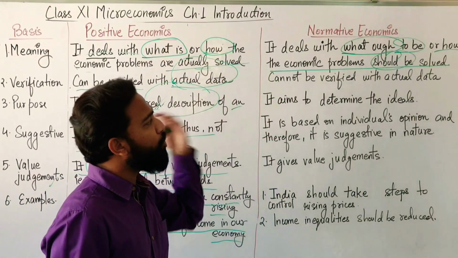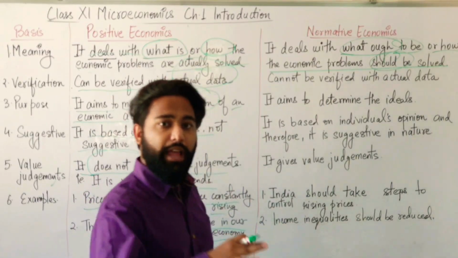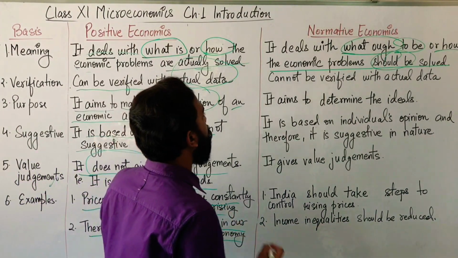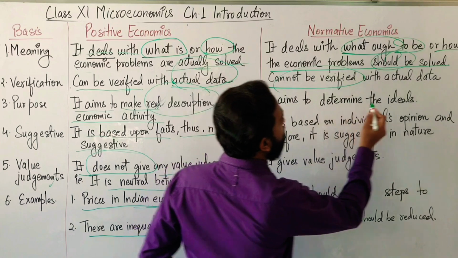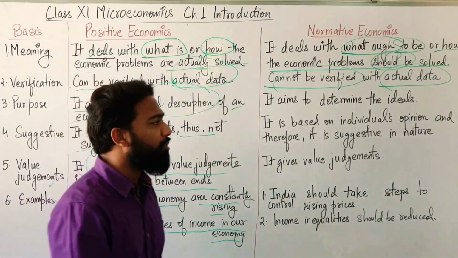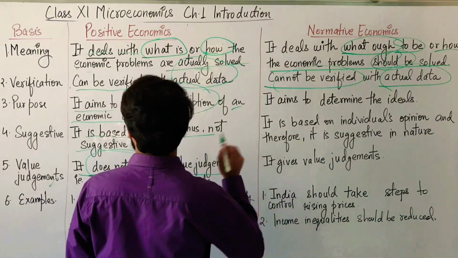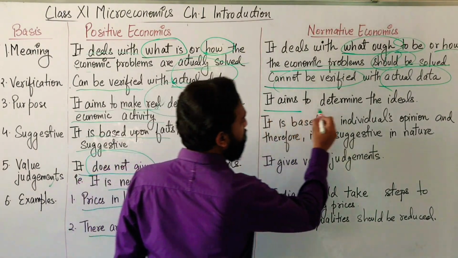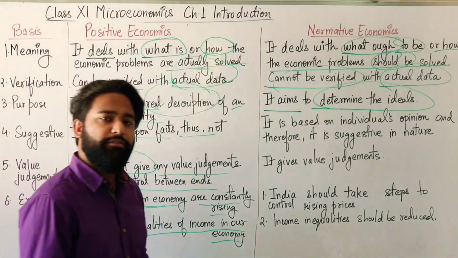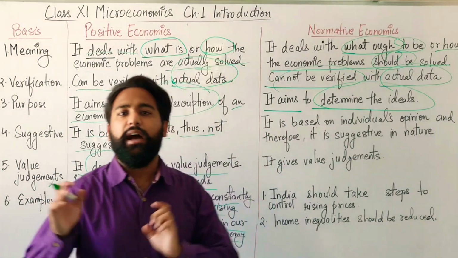What ought to be, what should be, and how the economic problem should be solved. Not actually solved, should be. Now, can it be verified? No, it cannot be verified because they are just opinions, not actual data. Now, what is the aim? What is the purpose? Its aim is to determine the ideals. Everyone follows some ideals.